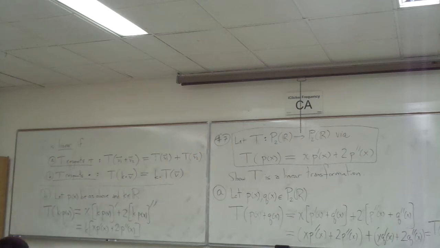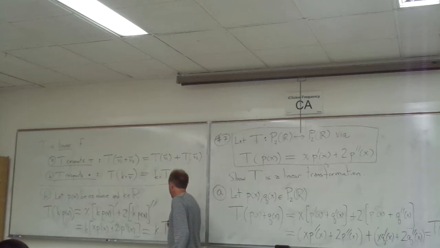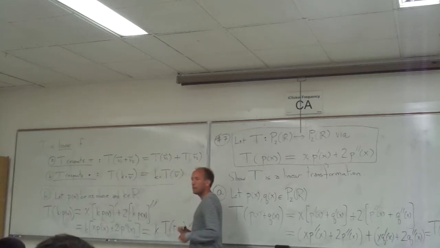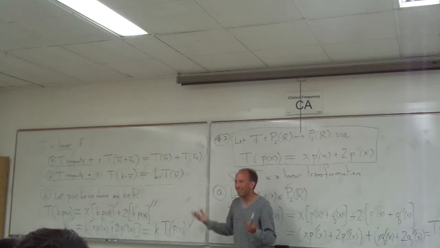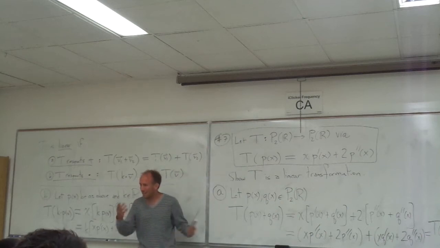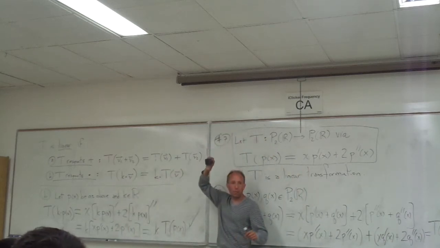Okay? And what would be then the last line that I would need to write down? For the last step? k times T of p of x. Perfect. That's exactly what I wanted. So this is what 5.1 is about. Basically showing this kind of stuff. Does it make sense? Everybody good with that?